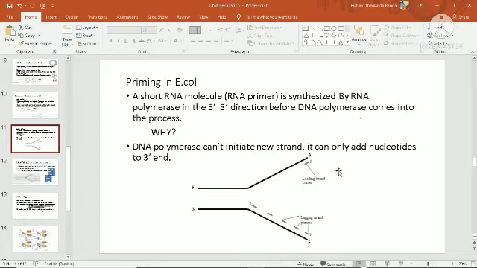So RNA polymerase will come in, it will read this side, and it will make a short RNA molecule. This short RNA molecule is known as an RNA primer. And then once this is formed, DNA polymerase will come in and continue the synthesis. It will do the same on the other strand. The synthesis of the two strands differs, and we'll explain as we go on to the elongation.